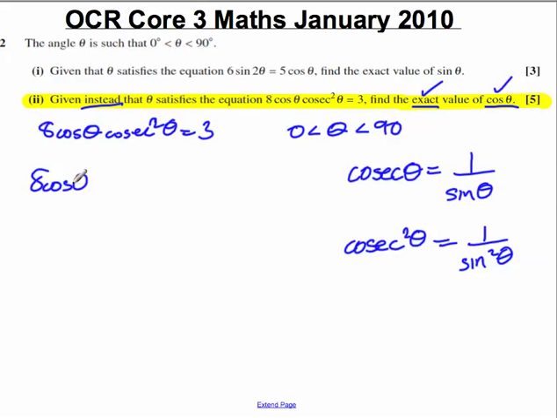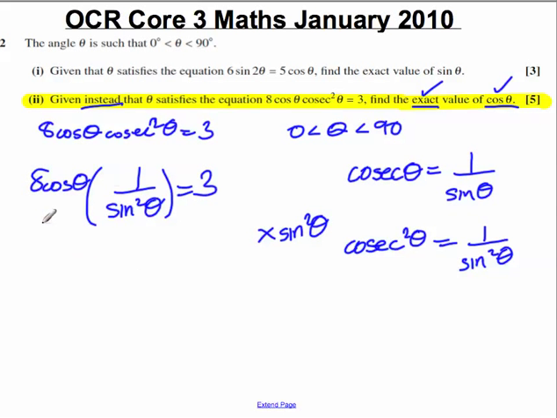8 cos theta multiplied by 1 over sine squared theta is equal to 3. Let's just take a pause and remind ourselves what we're trying to do. We're going to try and find cos theta. We've got a cos theta here. We haven't got cos theta here. We've got a sine squared theta on the bottom, on the denominator of a fraction. Why don't we multiply both sides by sine squared theta to get the sine squared theta off the denominator of this side? If we did that, we would have 8 cos theta is equal to 3 sine squared theta.